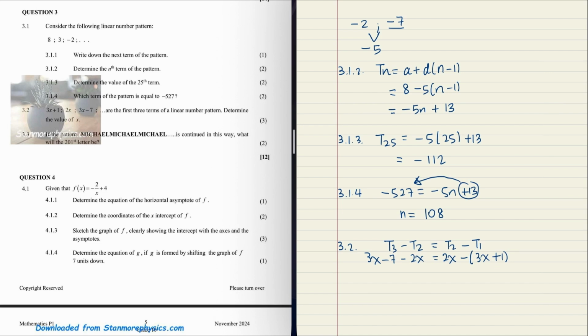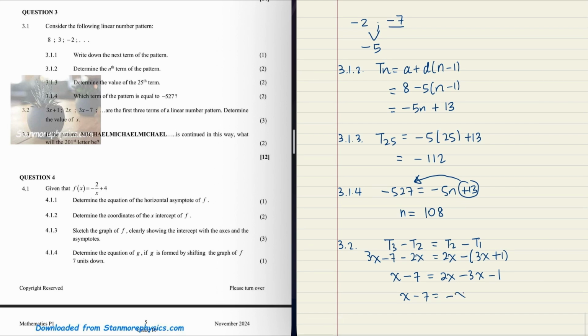Now we simplify. We're going to have 3x minus 2x, which is simply x. So x minus 7 is equal to 2x, and then minus 3x, and then minus 1. Now we can simplify. X minus 7 is equal to 2x minus 3x is minus x minus 1. So we'll take the x's over and take the numbers over. You're going to have 2x is going to equal 6. That means x is equal to 3.